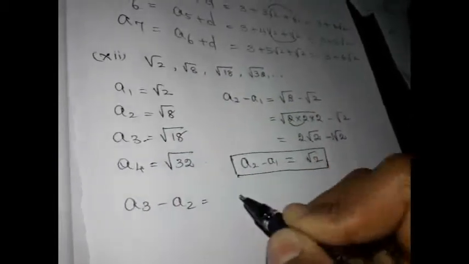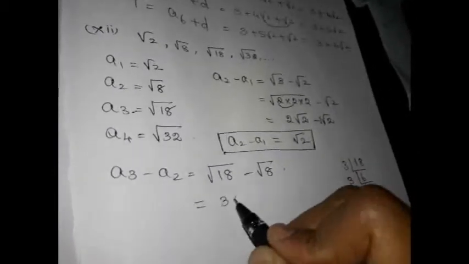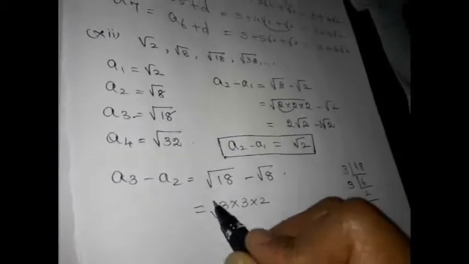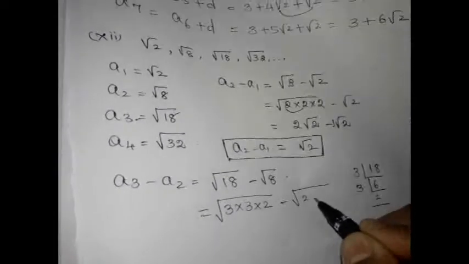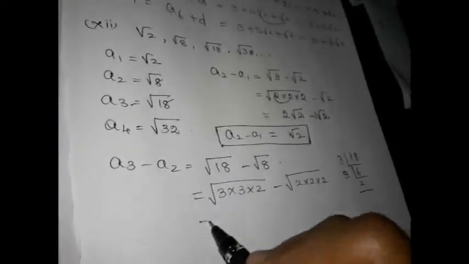A3 minus A2, which is equal to root 18 minus root 8. Now 18 can be written as 3 into 3 into 2 inside the square root, since 3 sixes are 18, and 8 can be written as 2 into 2 into 2. So root 18 is nothing but 3 root 2, and root 8 is nothing but 2 root 2. So 3 root 2 minus 2 root 2 is root 2.